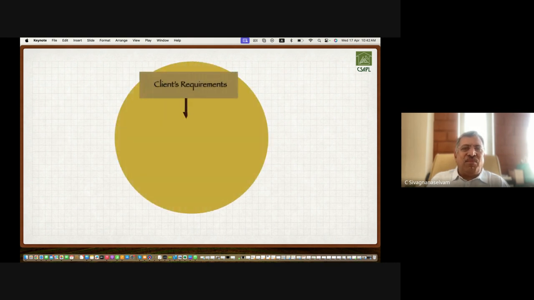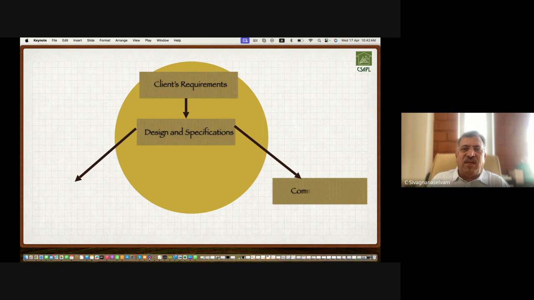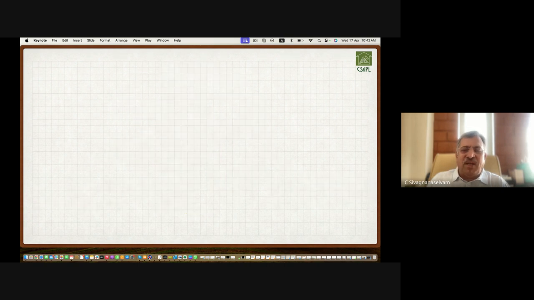And client's requirements, we all know, design and specifications done by an architect, and that cannot be compromised. And the project needs to be commissioned at the desired timeline after completion.